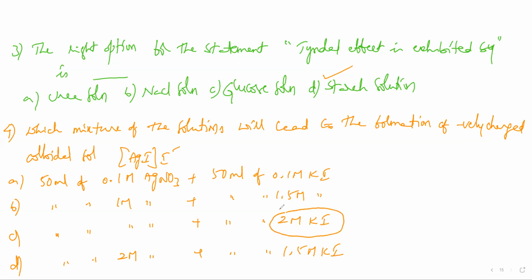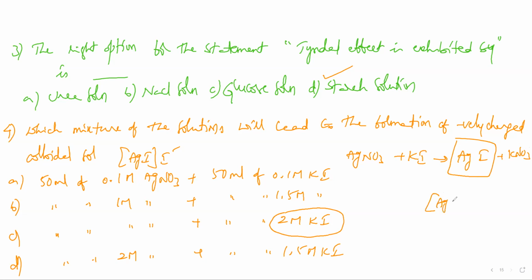Maximum in 50 into 2, then 100. Hence, the anion is adsorbed by the colloidal AgI formed, sir. Then the reaction is AgNO3 plus KI. This gives rise to AgI plus KNO3. So here the reaction is between AgNO3 plus KI. What is the precipitate you are getting? AgI plus KNO3.